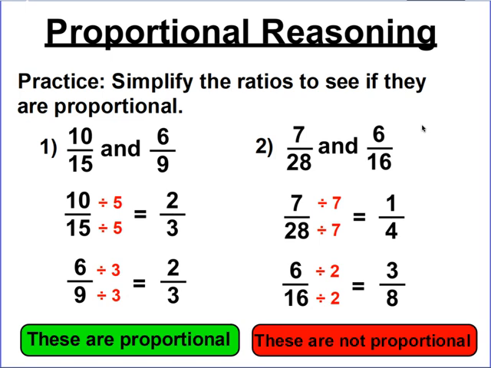All right, here's the work for the two questions here. In question 1, the ratio 10 to 15 simplifies to 2 to 3. The ratio 6 to 9 also simplifies to 2 to 3. That means those two ratios are proportional. In question 2, though, if you simplify, 7 to 28 simplifies to 1/4. 6 to 16 simplifies to 3/8 or 3 to 8. So you can notice they don't look identical, which means they are not proportional.